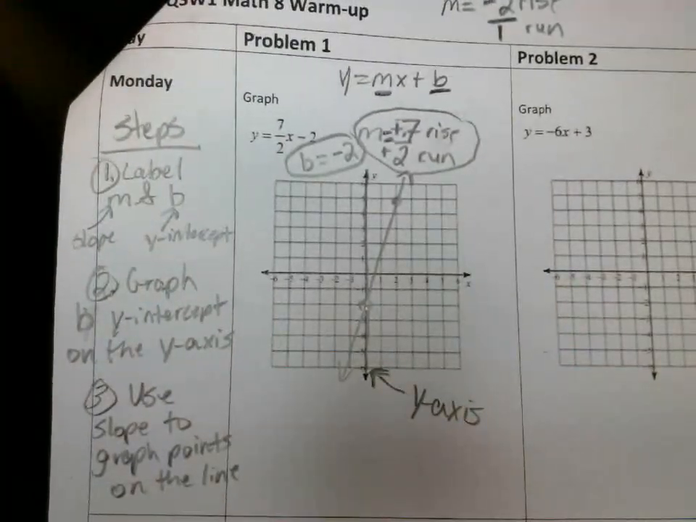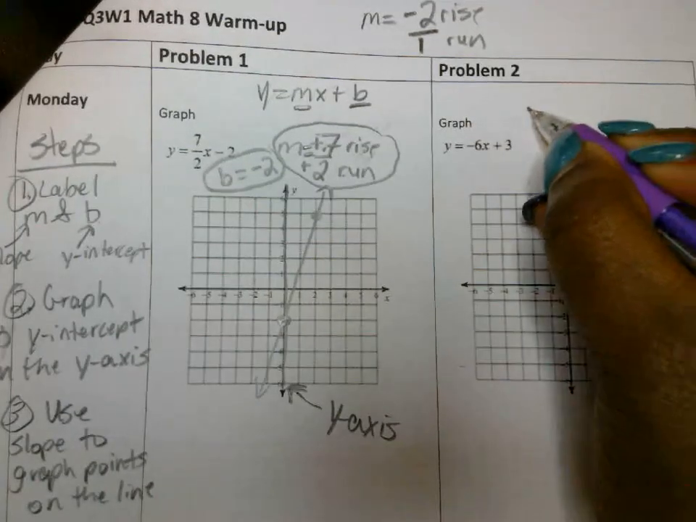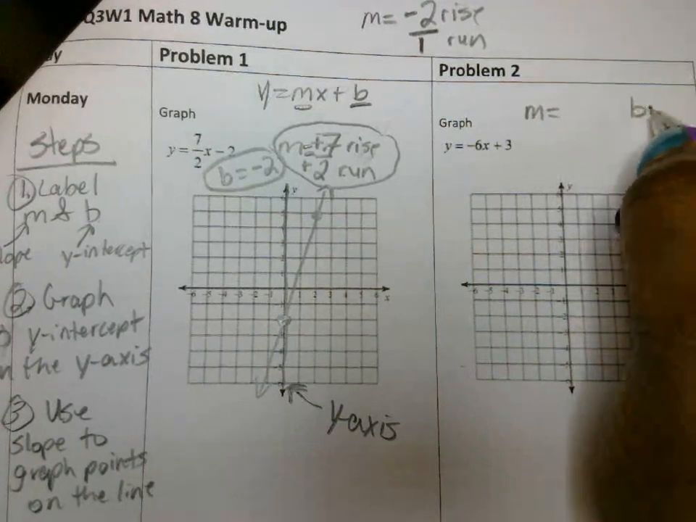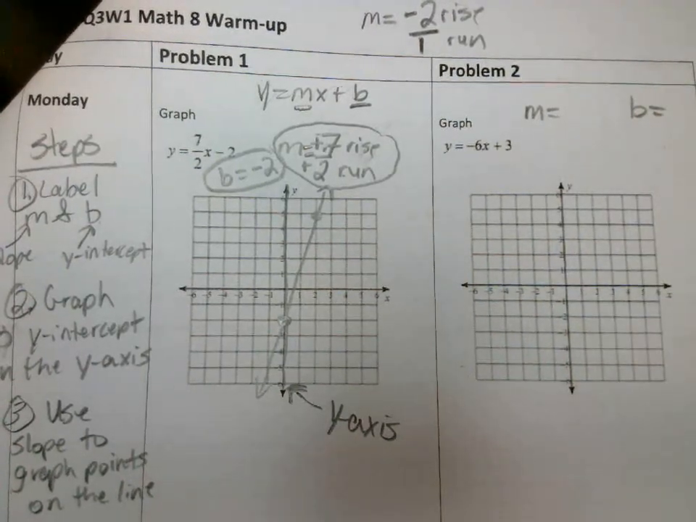And that's how you graph your line. All right, so I want you to try problem 2 on your own, okay? I want you to try it on your own, see if you can get it. Label your M, label your B. See if you can do that. I'm going to walk around and see if we got that right.